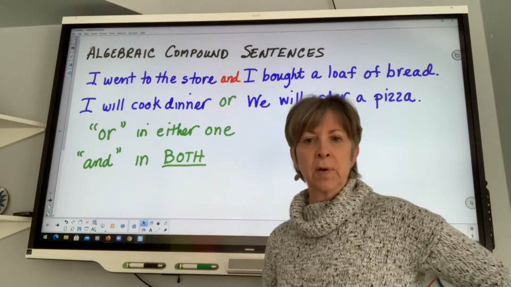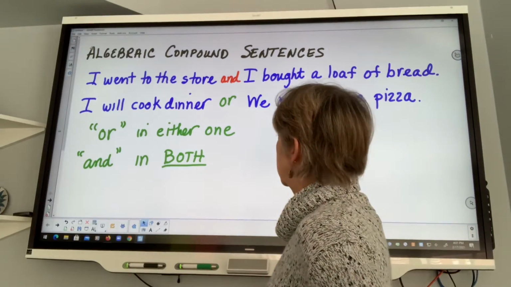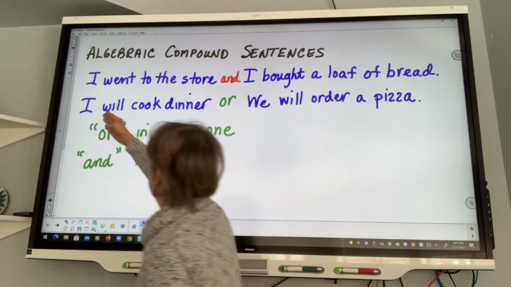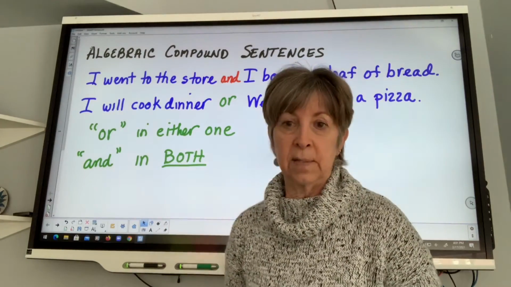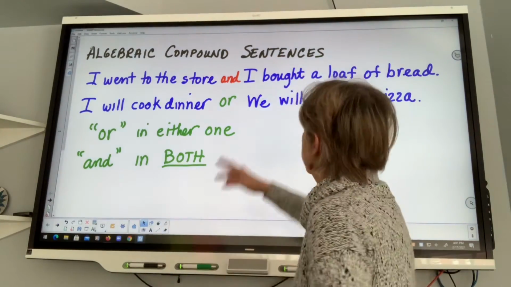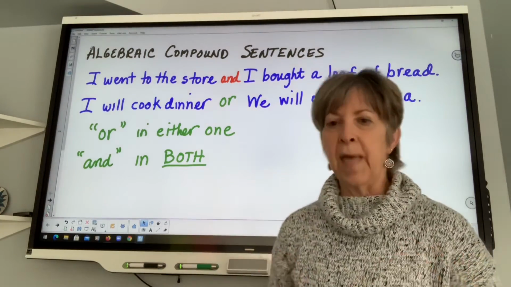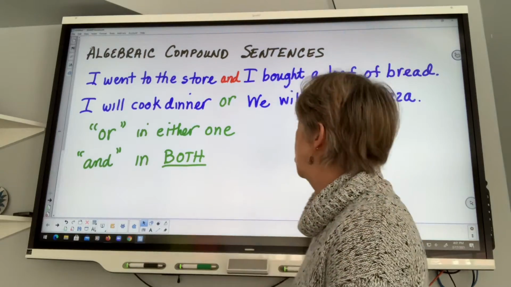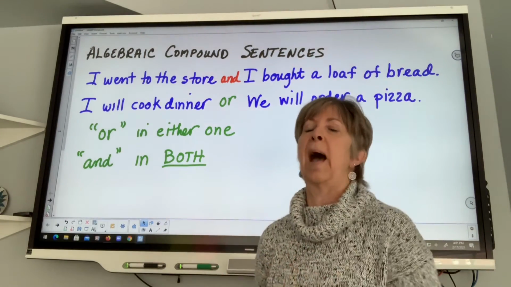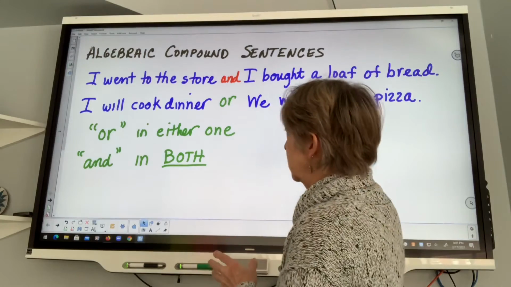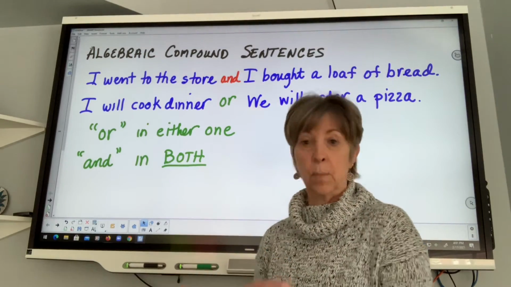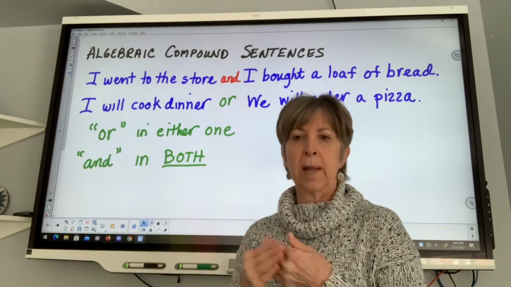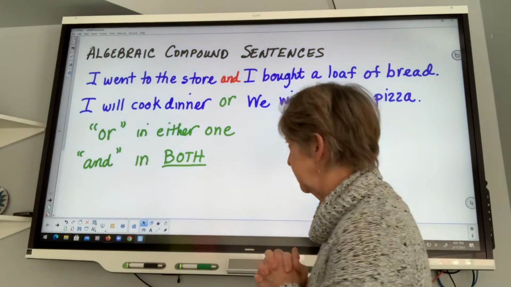Here's an example of another compound sentence. I will cook dinner, or we will order pizza. I will cook dinner is a complete sentence on its own. We will order pizza is a complete sentence on its own. When I connect them with the word or, I have formed a compound sentence. Same thing with the first one. I went to the store is a complete sentence on its own. So is I bought a loaf of bread. When I connect them, I make a compound sentence.